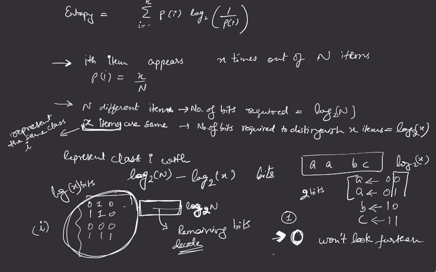But to know about B, we need 2 bits, because just 1 does not say anything. It can be B also and C also. So we need to know 1 and 0 both to know about B. Similarly, to know about C, we need to know both the first one and the second one.